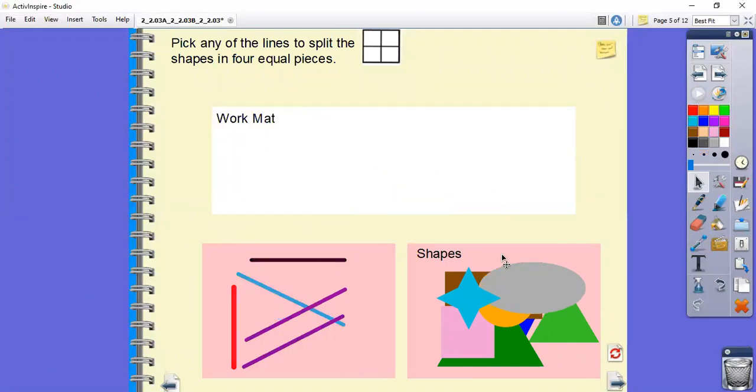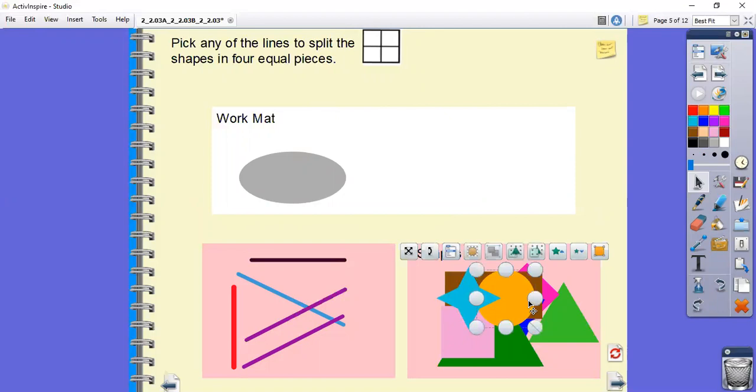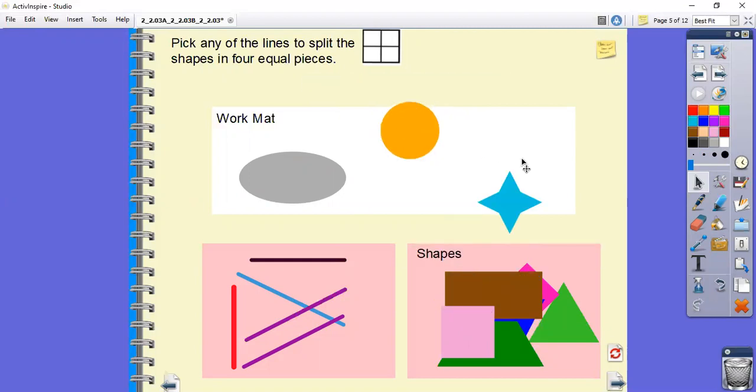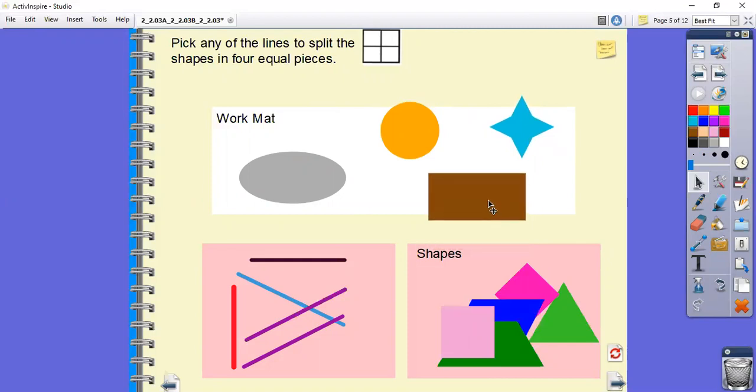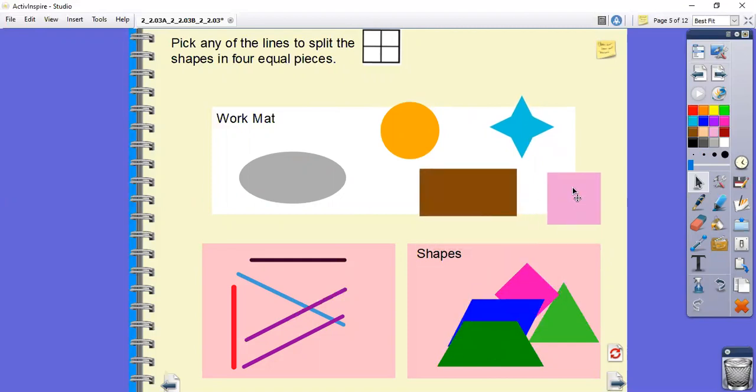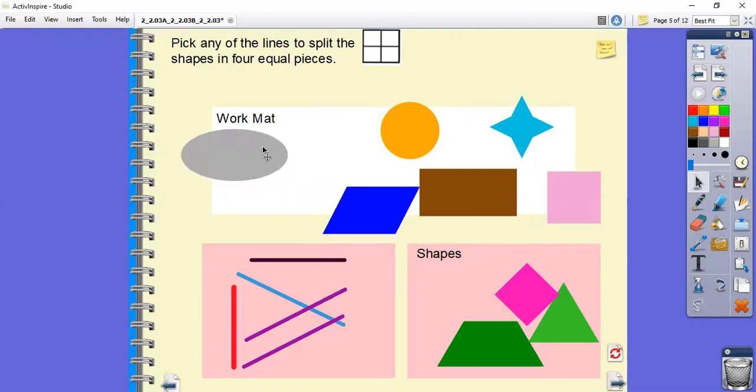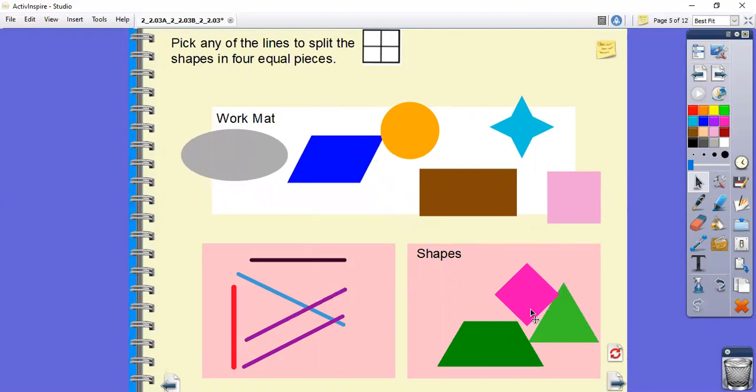Okay, we're going to try a couple more, but this time we want to put them into 4 equal pieces. Now, some of these are not going to work. They just will not work. I'm going to pull out some that will work. We can cut these shapes into 4 equal pieces. But the triangles and the trapezoid, we're not going to get those as equal pieces.